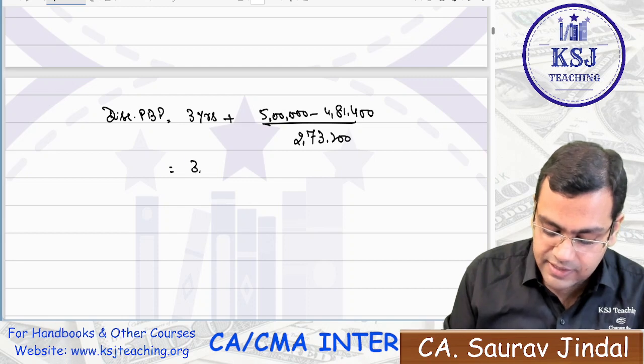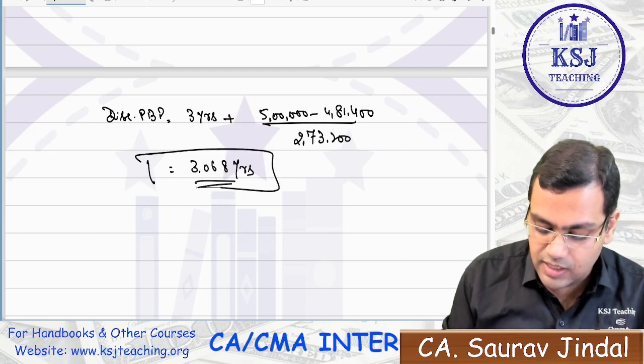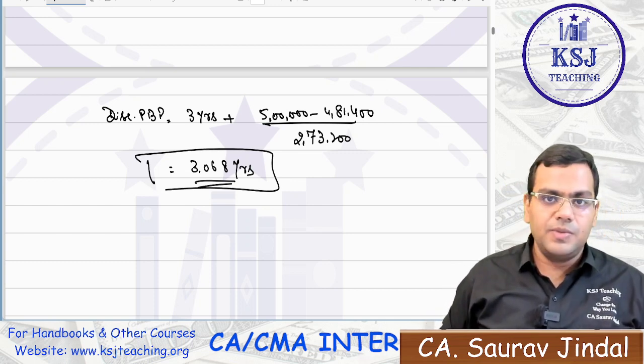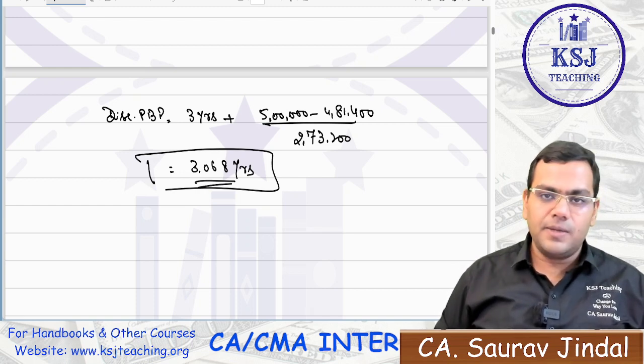Solving this, you will get 3.068 years, right? This will be the answer, and this is how the discounted payback period is to be calculated. So this was all about the discounted payback period.